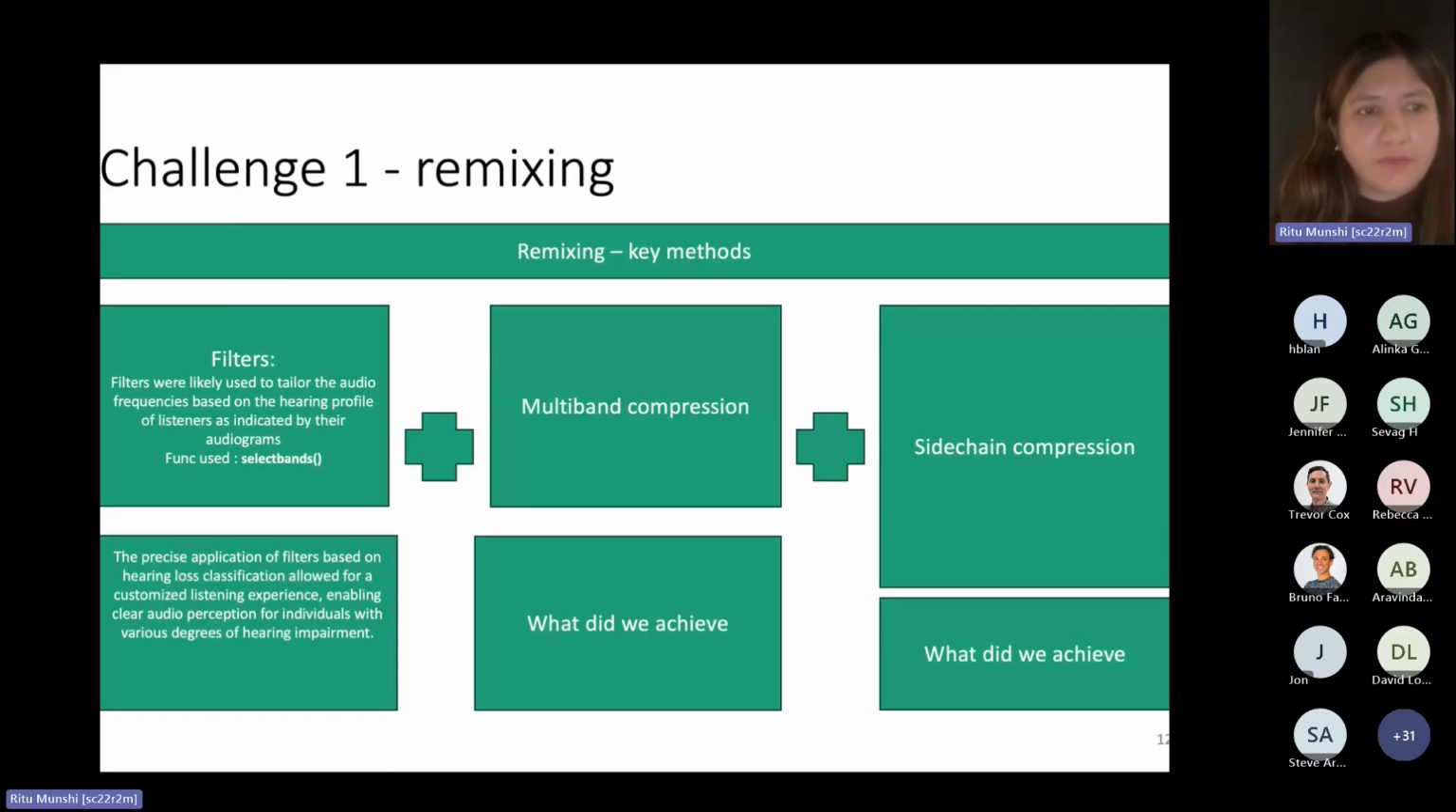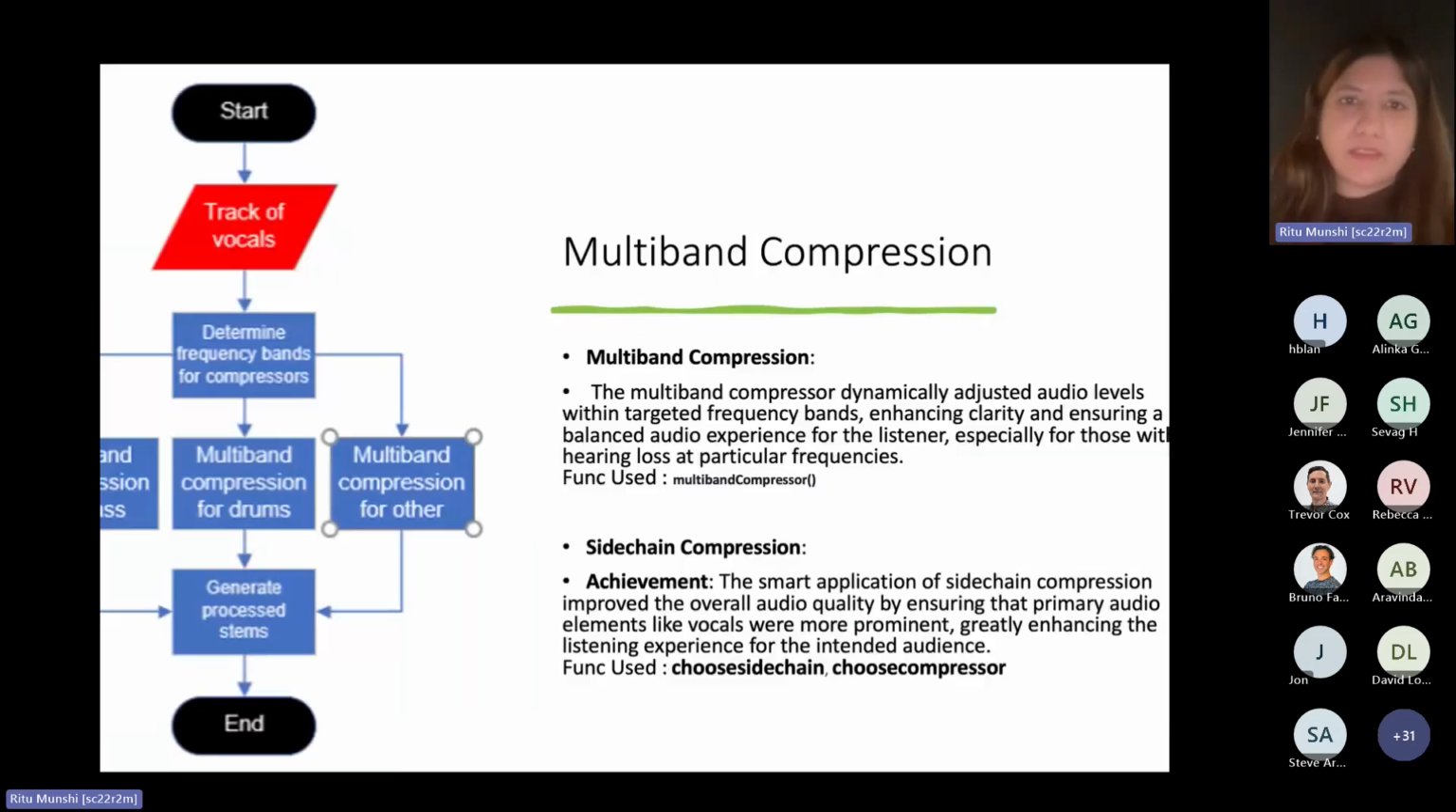So after judging the volume, we had this function of selecting bands, like which type of band should be there. If the severity is less, approximately 1 decibel will be added, but if the severity is more, 1.5 decibels are added, and then it goes into the multiband and sidechain compression. So why do we need those?